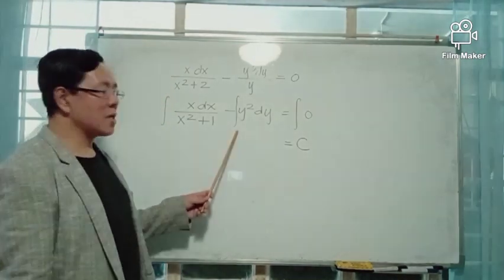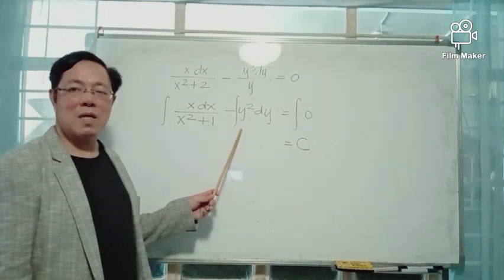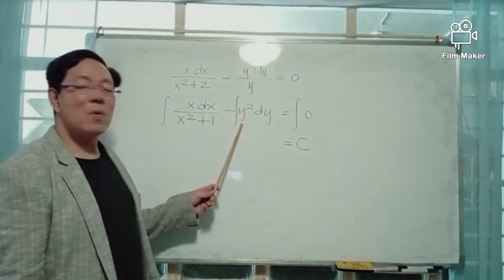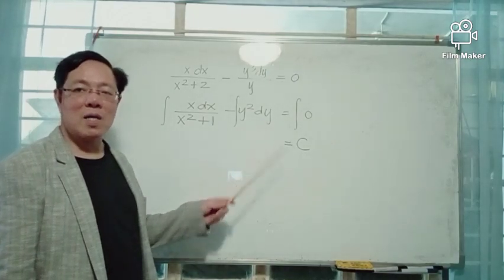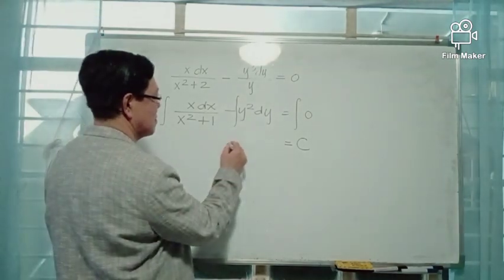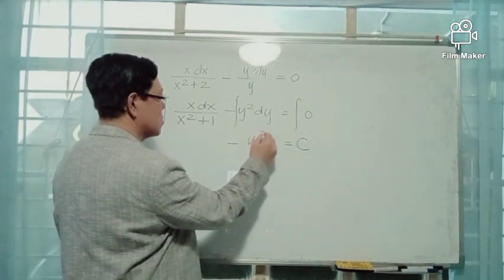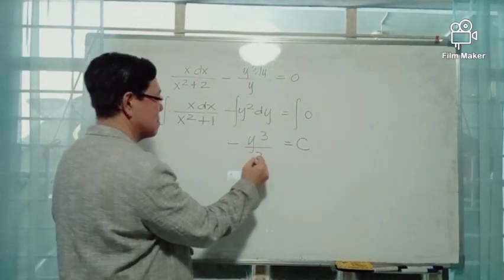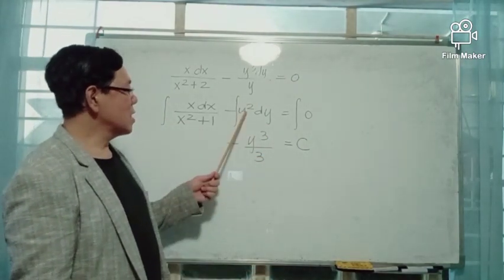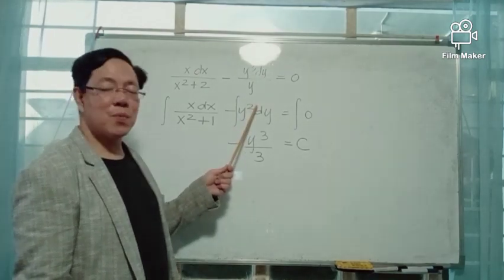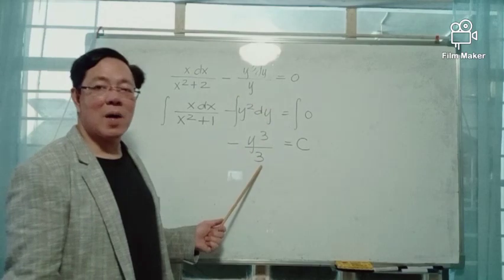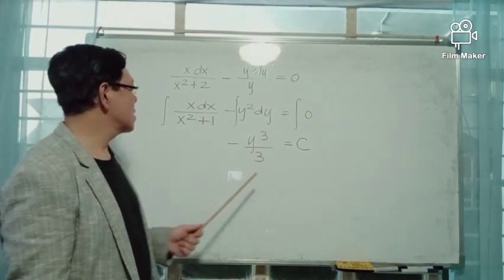For the integral of the second term, we apply the power rule. The integral of y squared with respect to y is y cubed over 3, minus y cubed over 3. We apply the power rule. We add 1 to the exponent of y. 2 plus 1 is 3. And the sum we also use as divisor of y cubed.